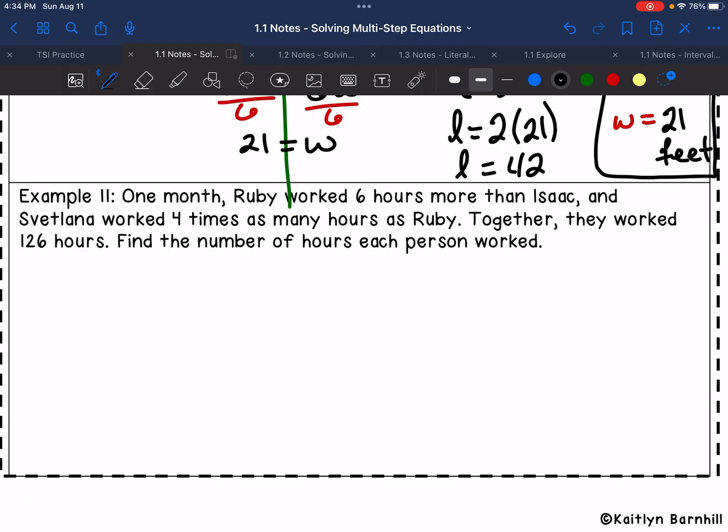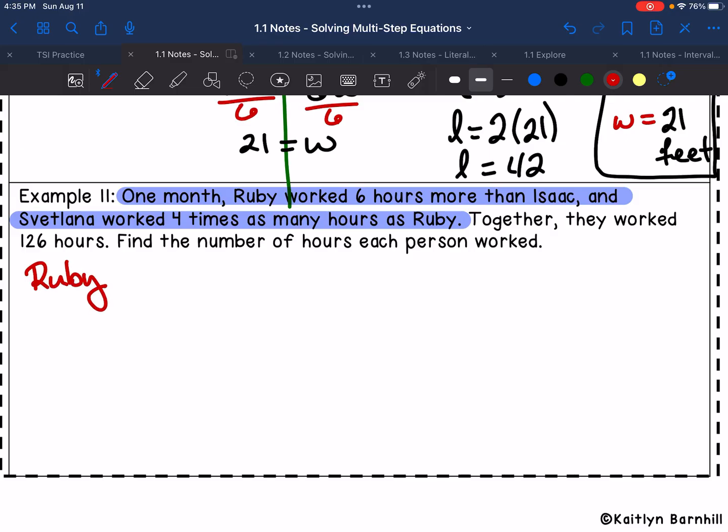It says one month, Ruby worked 6 hours more than Isaac, and Svetlana worked 4 times as many hours as Ruby. All right, so we're going to start with this first sentence here, and we're going to piece together what we know. I can see that we're talking about 3 different people: Ruby, Isaac, and Svetlana. Very exotic there. And it's talking about how much each of these people have worked.